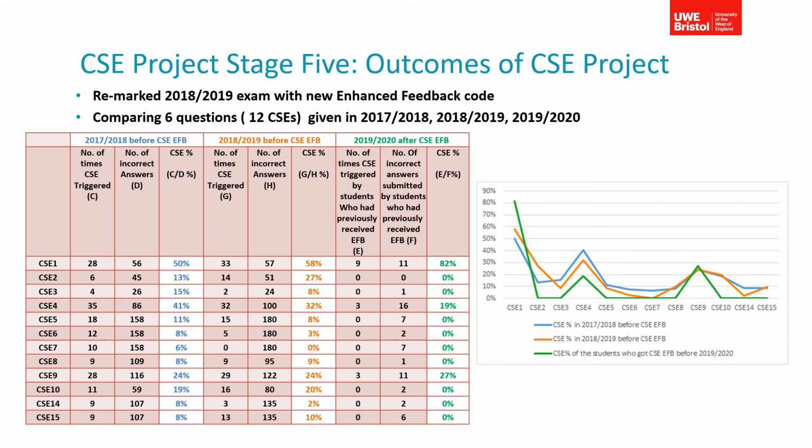If you look at the blue and orange colored lines on the graph on the right hand side, which represent the CSE percentage from cohorts who did not have CSE feedback before their control condition exam, they are higher compared to 2019-20 for all CSEs except CSE 1 and CSE 9. Note that the question which captures CSE 11, 12 and 13 was not included in the 2018-19 e-examination paper.